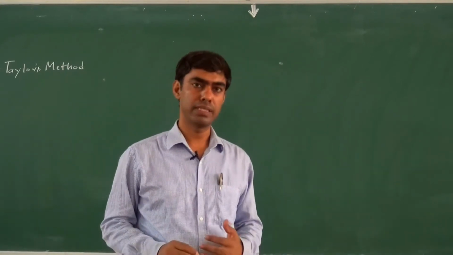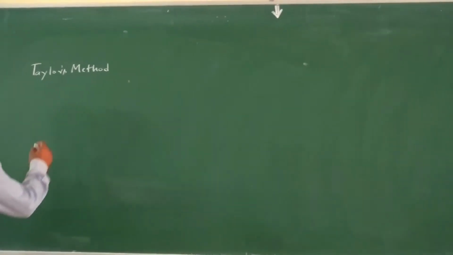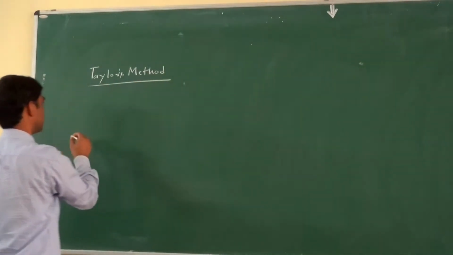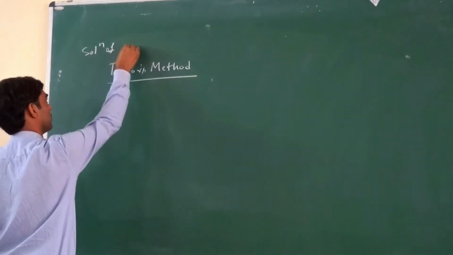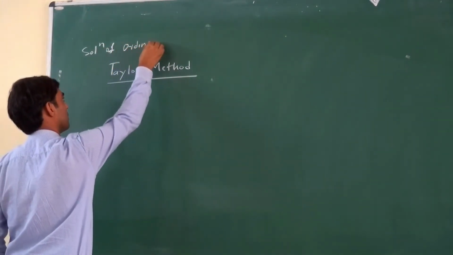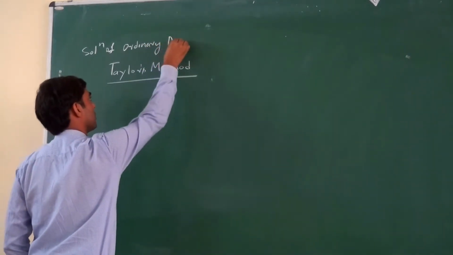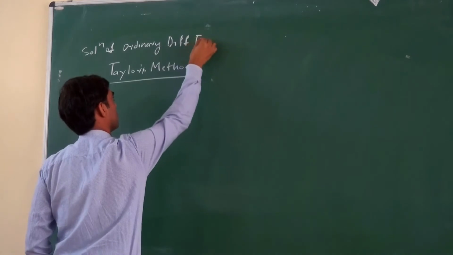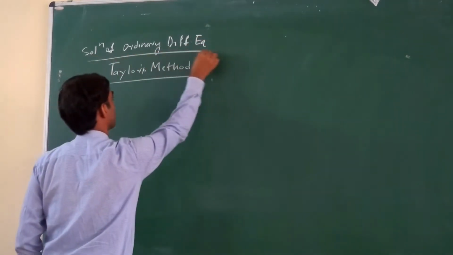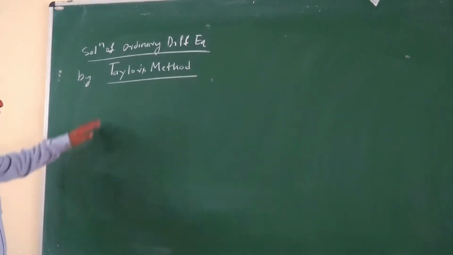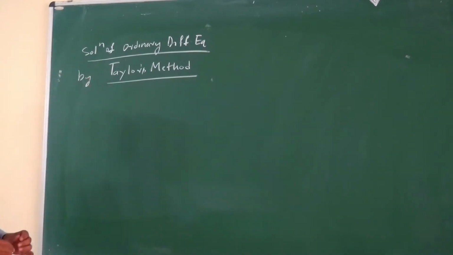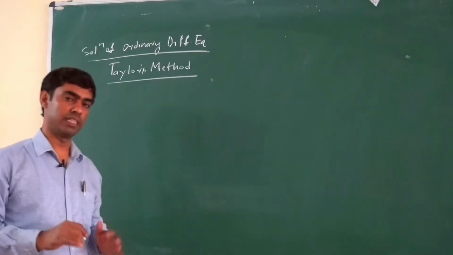So what happens in the Taylor series solution method? Taylor's method is used to find the solution of an ordinary differential equation by the Taylor series method. As we know, Taylor's method is also a category of one-step method, not a multi-step method, a single-step method.